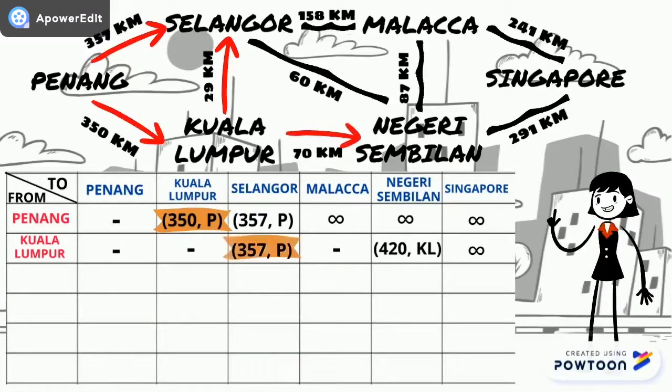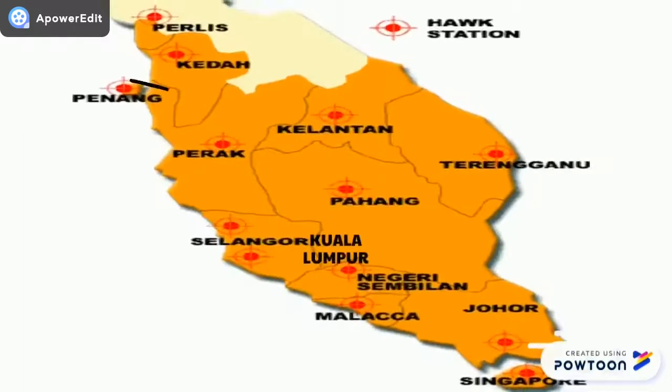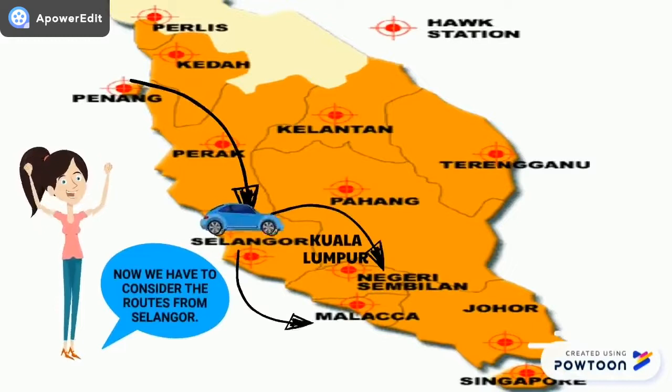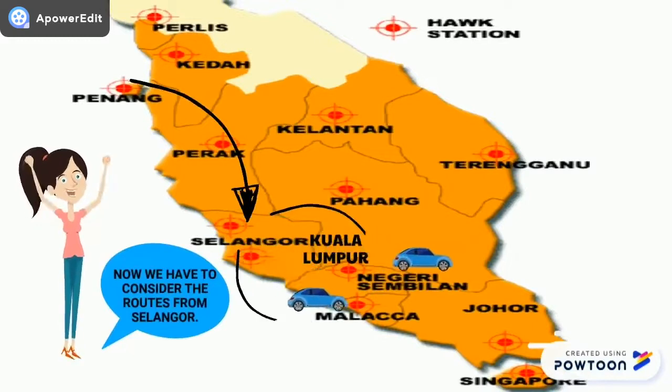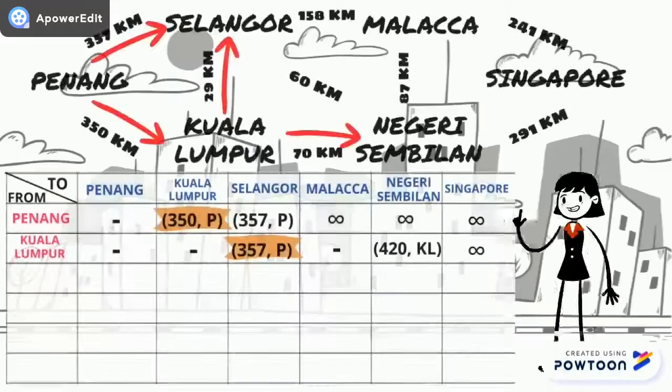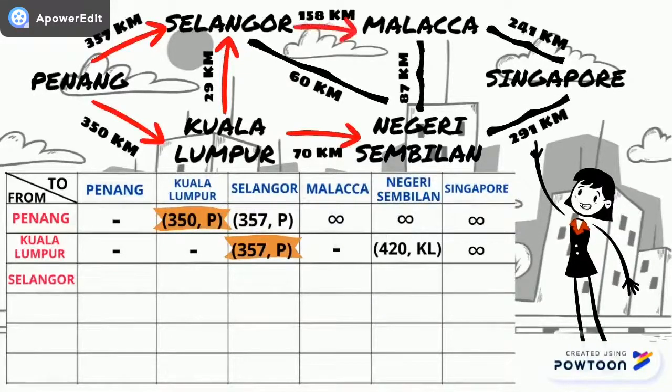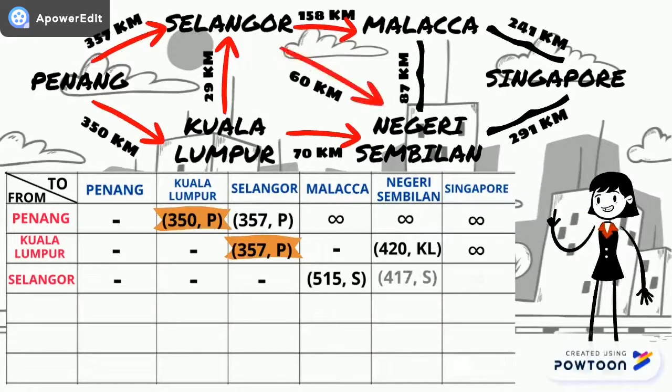Other vertices remain unchanged. Now, we fix Selangor as our next current vertex since it has the shortest distance and start to consider routes from Selangor. We update distance to Malacca, which is 515, while for Negeri Sembilan, the new added distance is 417, which is shorter than previous distance of Negeri Sembilan. As per rule again, we update the new distance to Negeri Sembilan, which is 417, and other vertices remain unchanged.